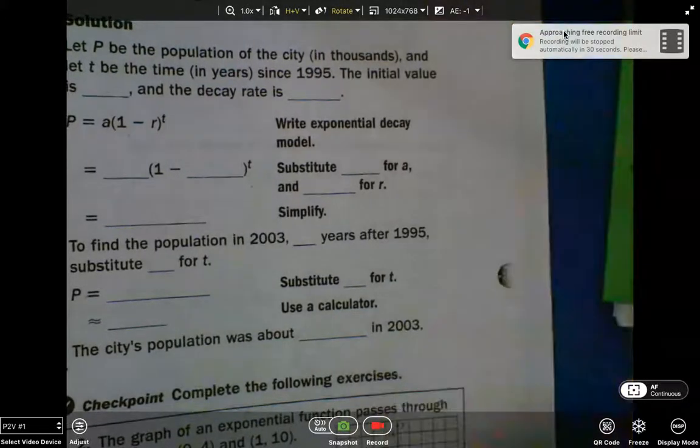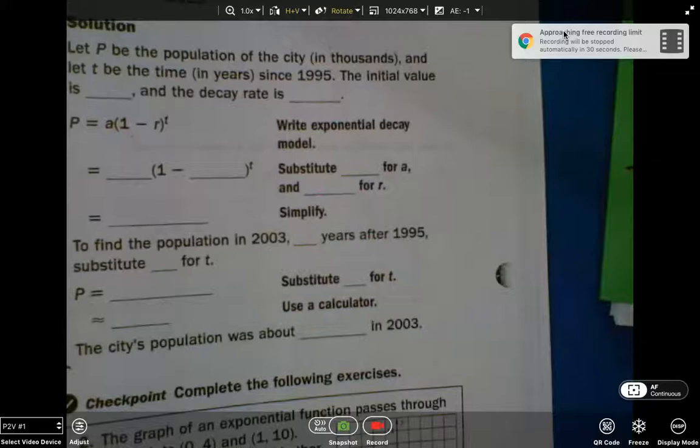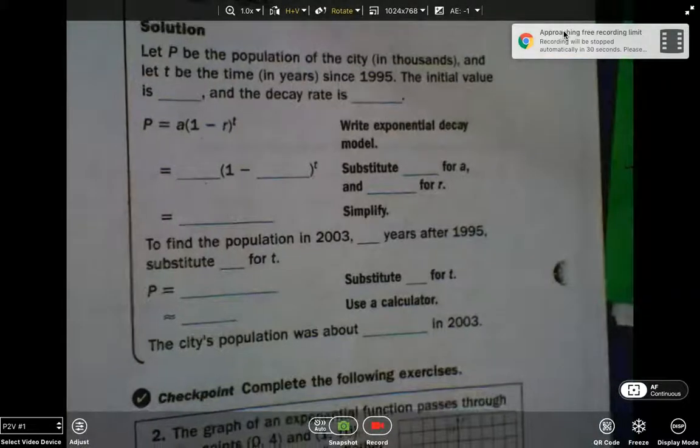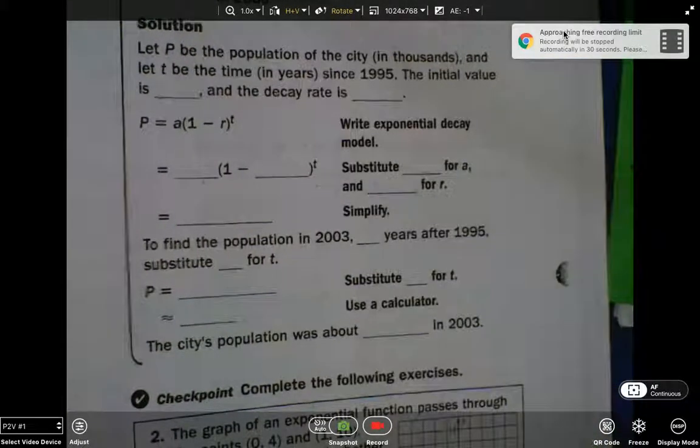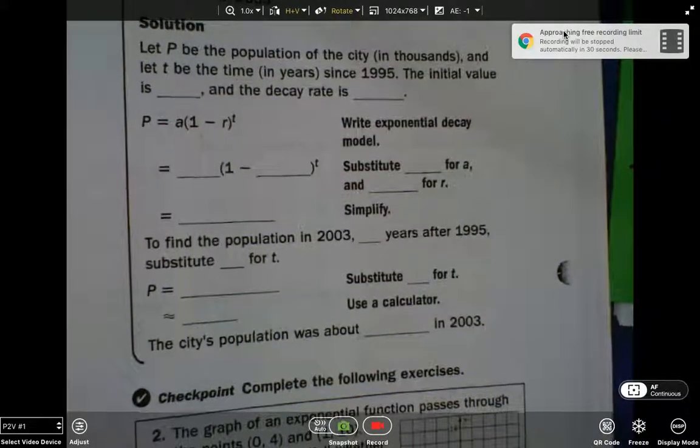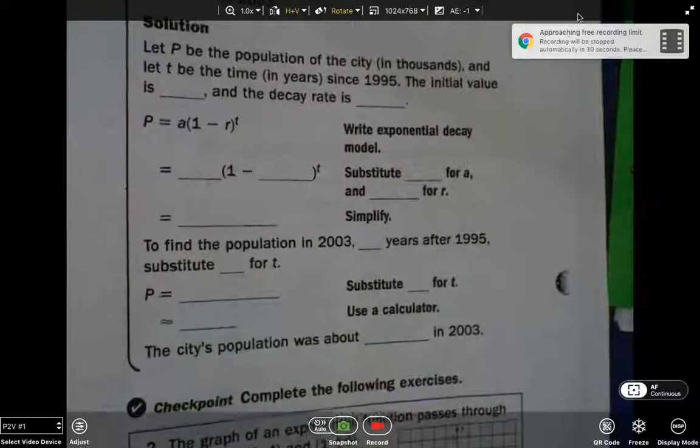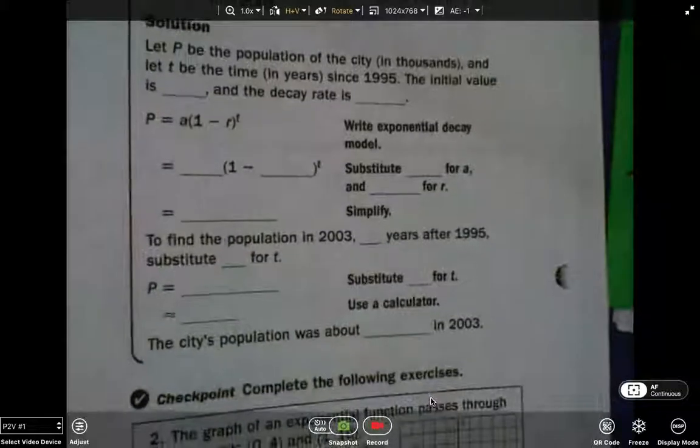Yeah, we're going to stop in 30 seconds, so I'm going to pause this video. I'm running out of time, unfortunately. We'll finish this together, and then we will have you do the checkpoint. And that makes me very happy.